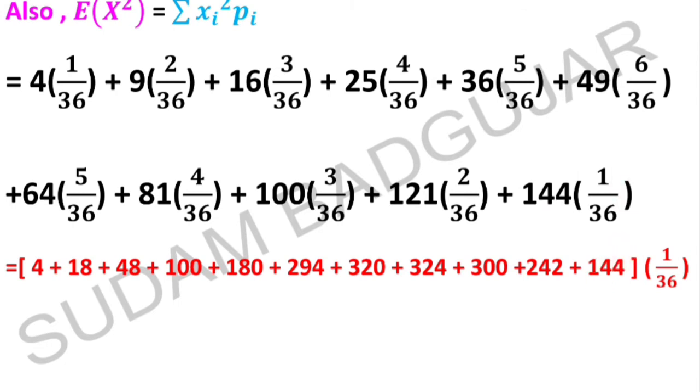Now adding all these values, 4 plus 18 plus 48 plus 100 and so on, you will get 1974 into 1 upon 36, which means 1974 divided by 36. After simplifying you will get 54.83. So we get E of x as well as E of x square.